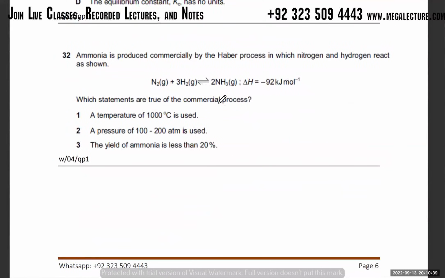अच्छा, which statements are true for the commercial process, the temperature, see the kind of facts. Okay, if you remember the O-level Haber process, we'll do this later on, but उसमें क्या होता था, temperature was not 100, it was actually 450 degrees centigrade, if you remember that. ये वाला ठीक है और the yield of ammonia is very less.